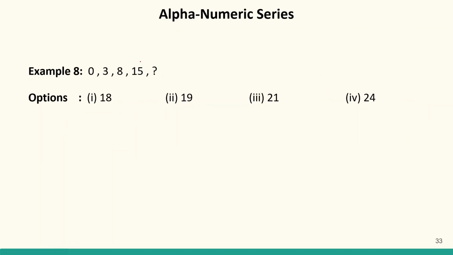Now this one. I can say 0 plus 3 will give us 3. I can say 3 plus 5 will give us 8. I can say 8 plus 7, sorry, 8 plus 7 will give me 15. So we are increasing by alternate odd numbers. This is the logic that we are following.